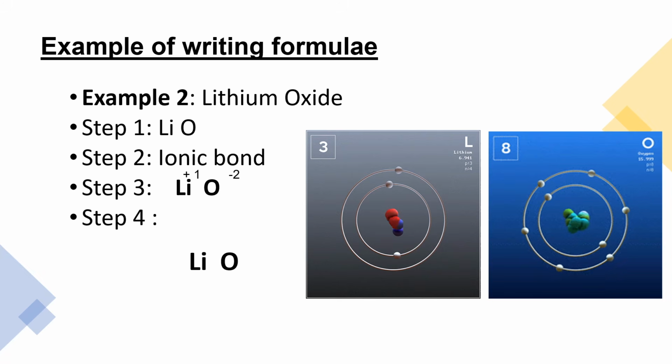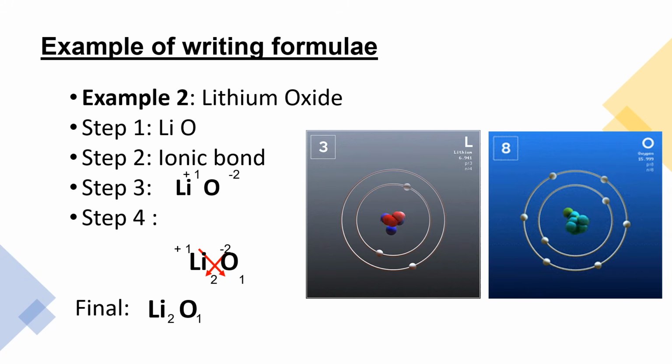Step 4, rewrite the elements with their valencies so we can now cross over. Li with the +1 moves to oxygen and the -2 of oxygen moves to lithium. So our final product will be Li2O1.